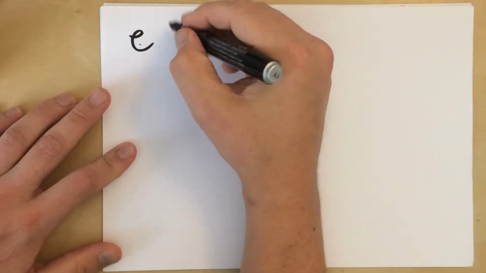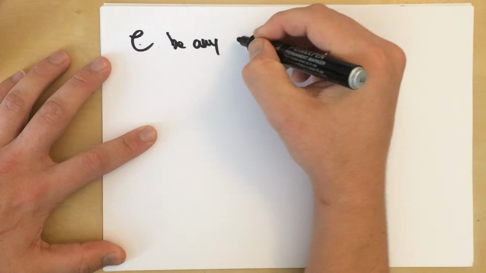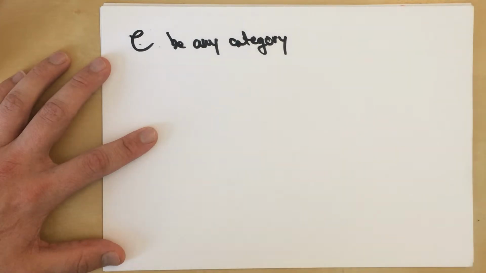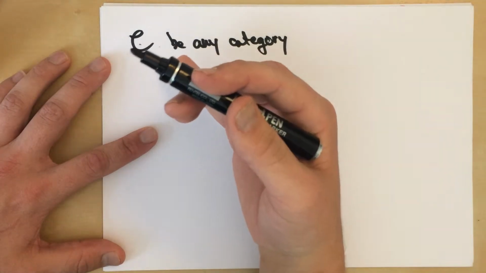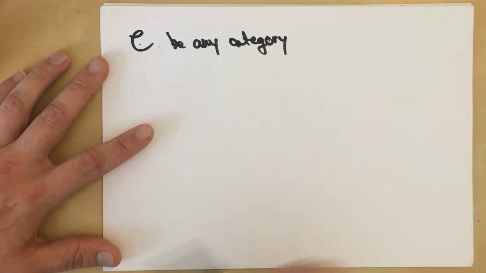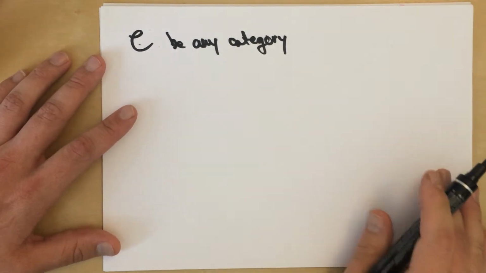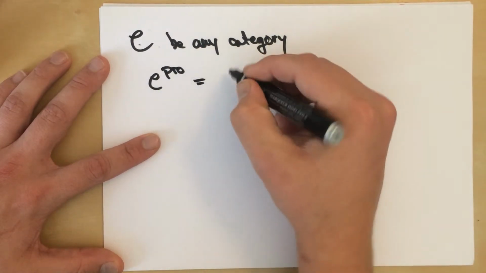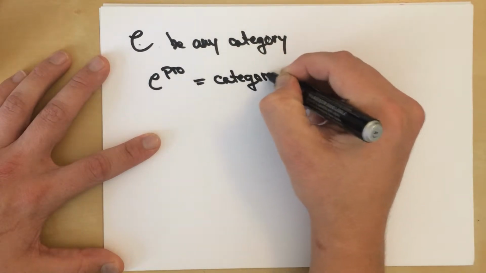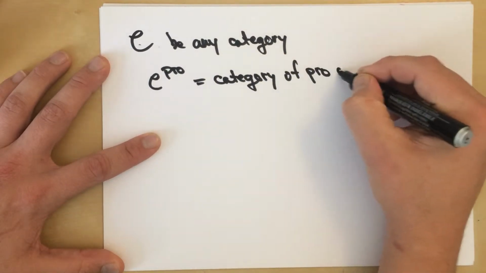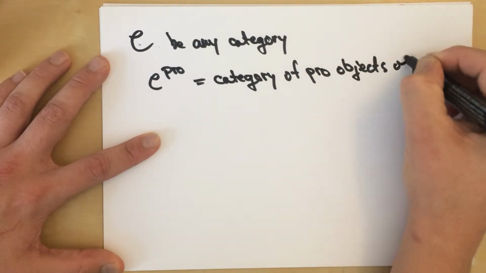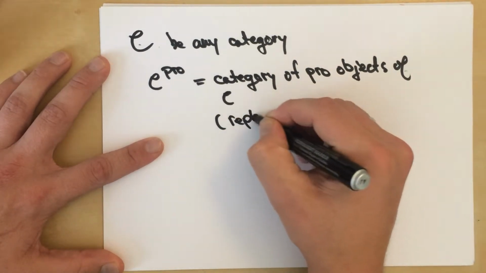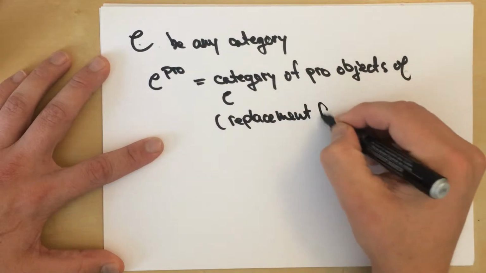Okay, so let C be a category, any category. We're going to define new categories when limits or co-limits of this category don't exist. So we're going to define C pro to be the category of pro objects of C, and this is the replacement for limits.